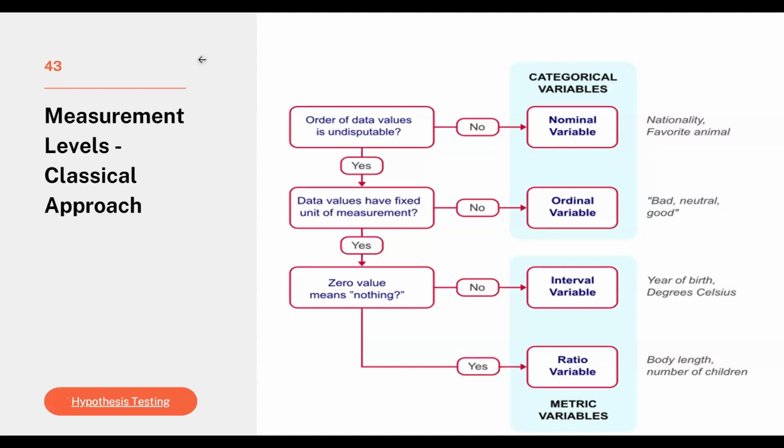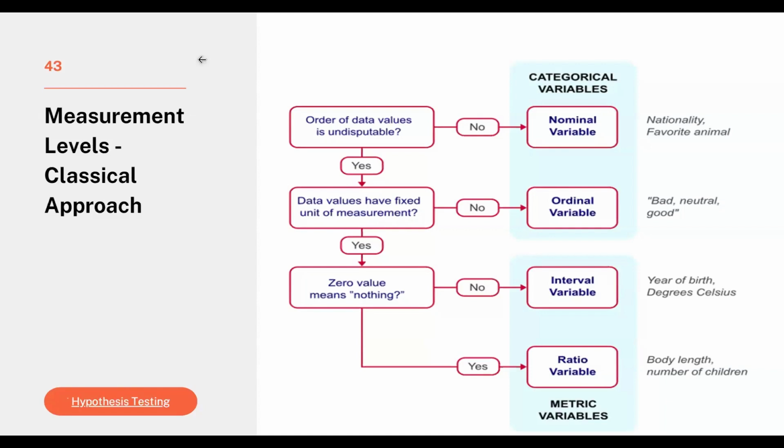Interval data has ordered categories with fixed intervals between the values, but it does not have a true zero point. So there is a fixed unit of measurement, but no true zero point. The intervals between the values are equal and meaningful in mathematics, so addition or subtraction can be performed. But a zero value does not indicate the absence of the quantity; it is simply another point on the scale.